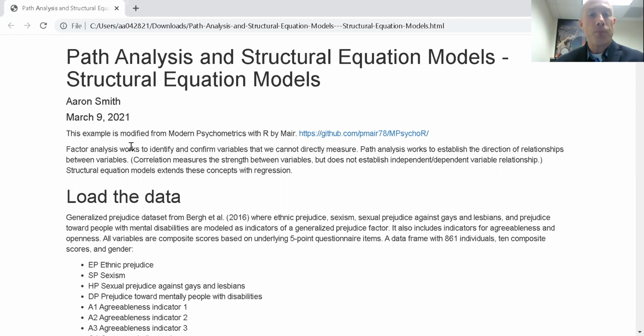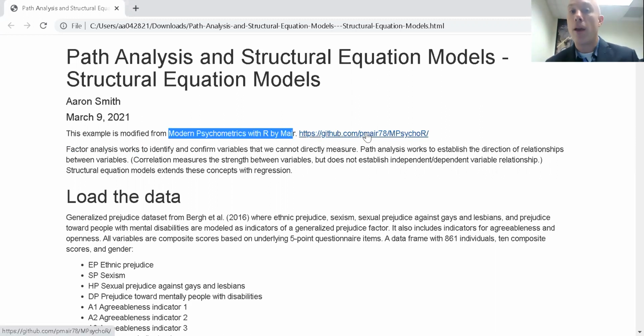The example that we're going to be working through is from Modern Psychometrics with R by Mair. Here's the website if you want to get the code. Everything I've done is modified, so it's not a direct copy and paste, but I think I'm staying pretty true to the source.